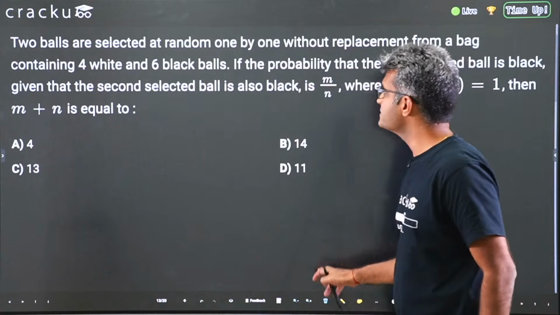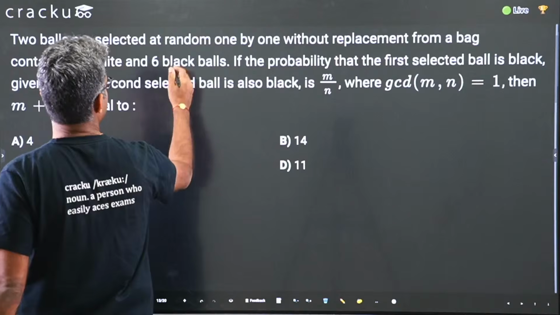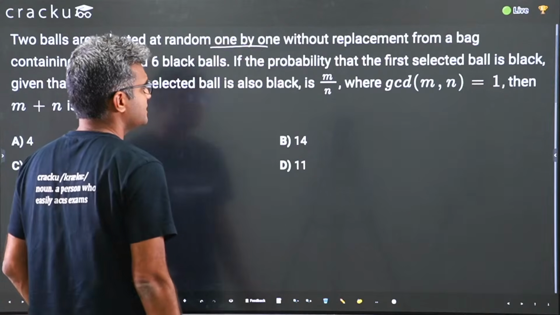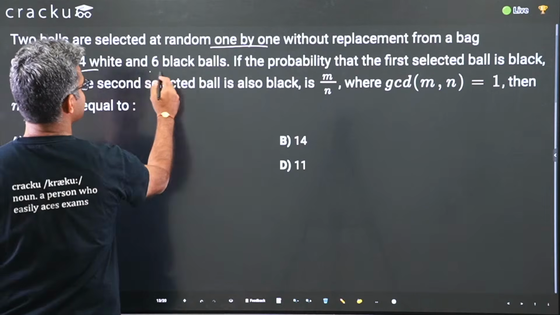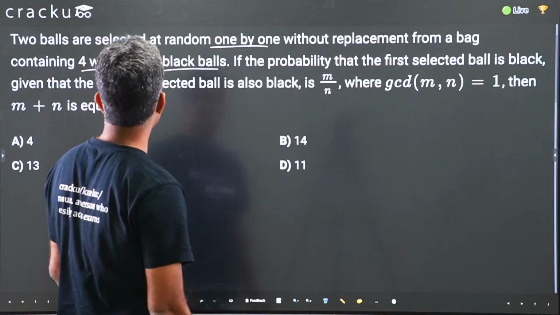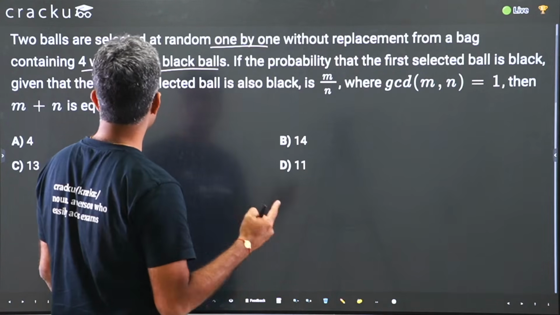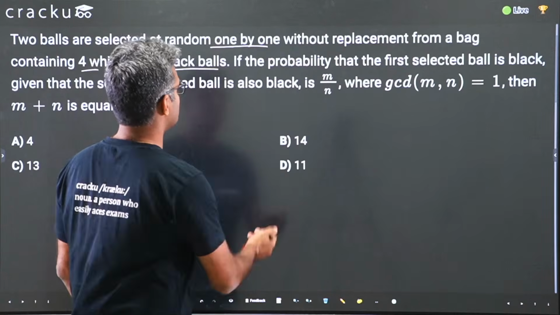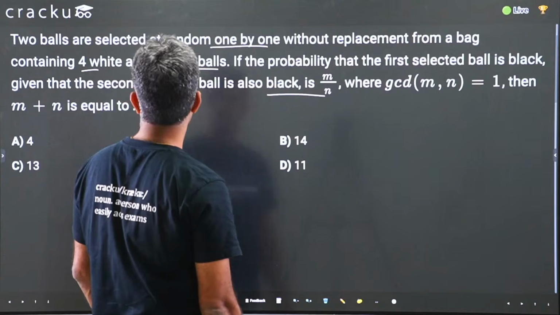Okay, I think the time is up. Let us try to solve it. Now, in this question, 2 balls are selected at random, one by one, without replacement from a bag containing 4 white and 6 black balls. We have to find out the probability that the first selected ball is black, given that the second selected ball is also black, which is m by n. We are required to calculate the value of m plus n.